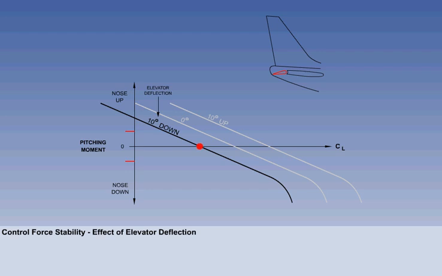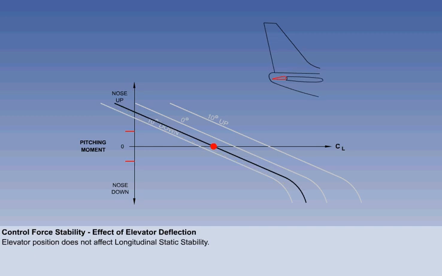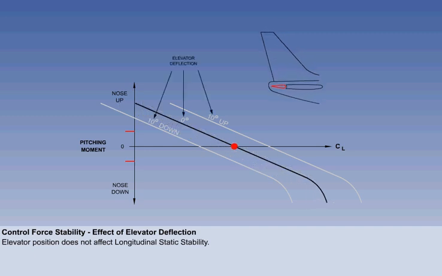Reset the graph. A momentary decrease in angle of attack generates the same stabilizing nose-up pitching moment. Reset the graph. The illustration has shown that the same amount of static longitudinal stability will be obtained with the elevator at 10 degrees down, neutral and 10 degrees up. Elevator position does not affect longitudinal static stability because only the change in lift is considered.